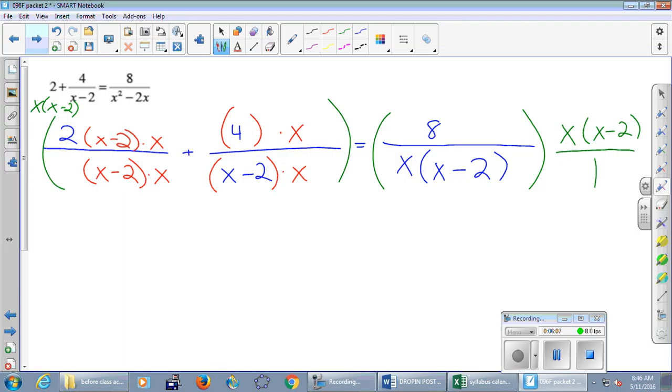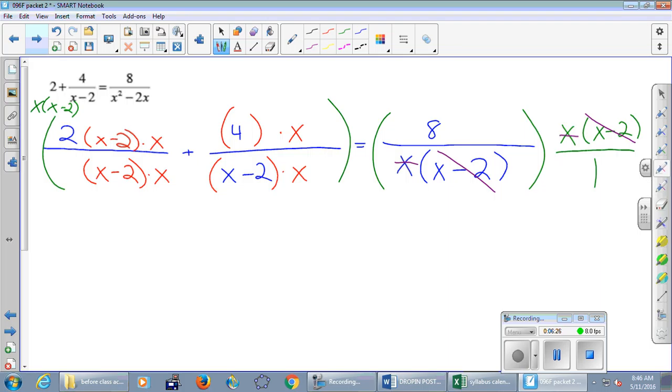On the right-hand side, upstairs I see an x, downstairs I see an x. Because it's all multiplication, I can cancel. Upstairs x minus 2, downstairs x minus 2. The right-hand side is simply 8, not a fraction anymore. On the left-hand side, it is slightly trickier, but the same thing happens.